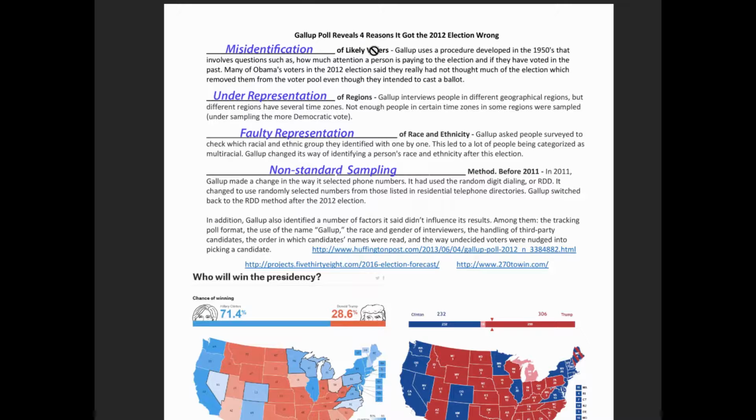So misidentification of likely voters, who was going to vote. A lot of people ended up not voting, and that changes the results. Underrepresentation of regions, so certain regions of people were underrepresented in their surveys. Faulty representation of race and ethnicity, that had a big thing to do with it. And then non-standard sampling methods. A lot of times they use phone numbers, and one of the things with phone numbers is that people do not have a landline anymore. And so that's something that they're trying to deal with and work around.